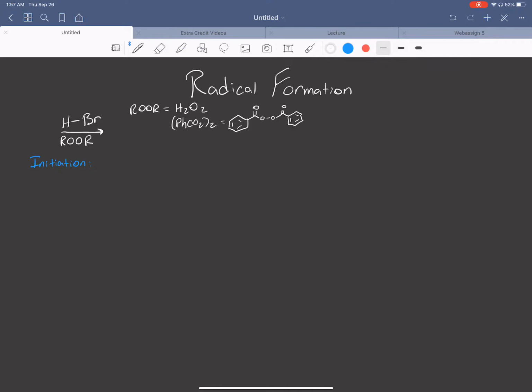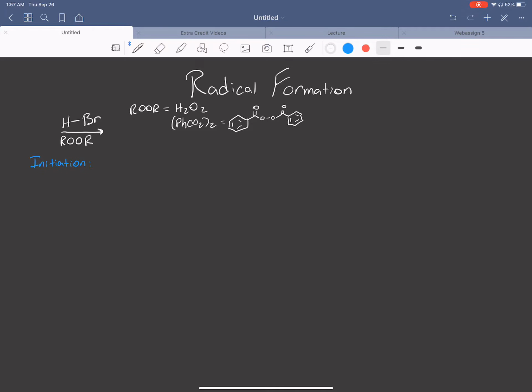This is going to be focusing on radicals, specifically how we form them and just a general introduction to radicals, right? So radicals work a little bit differently than some of the stuff you've seen so far, but it's not too bad and it follows some of the same rules you've already seen with carbocations, okay? And so let's just get into it right away.